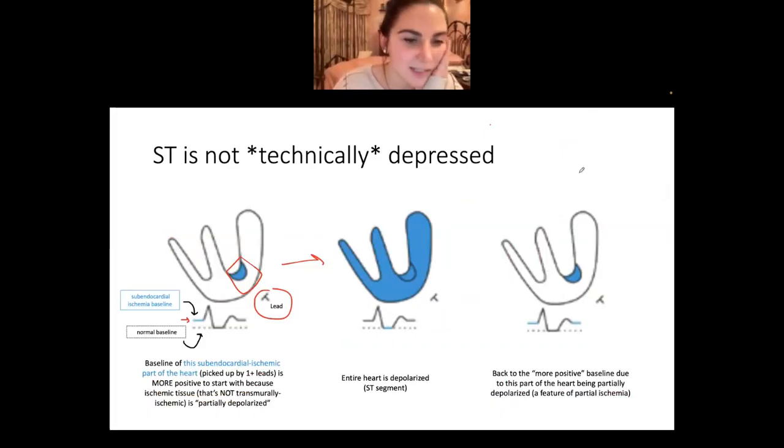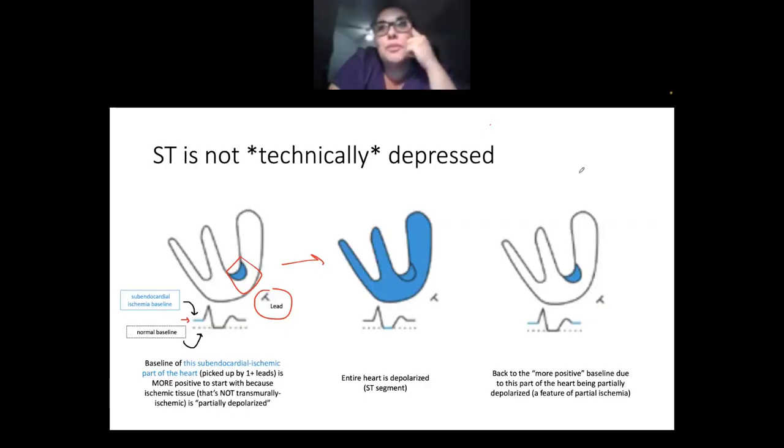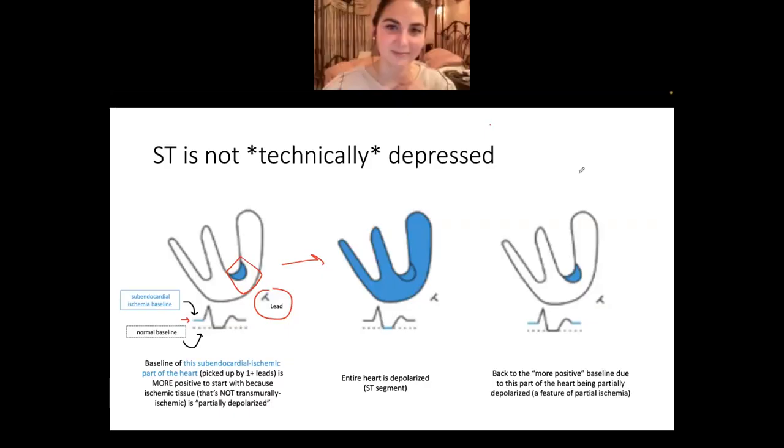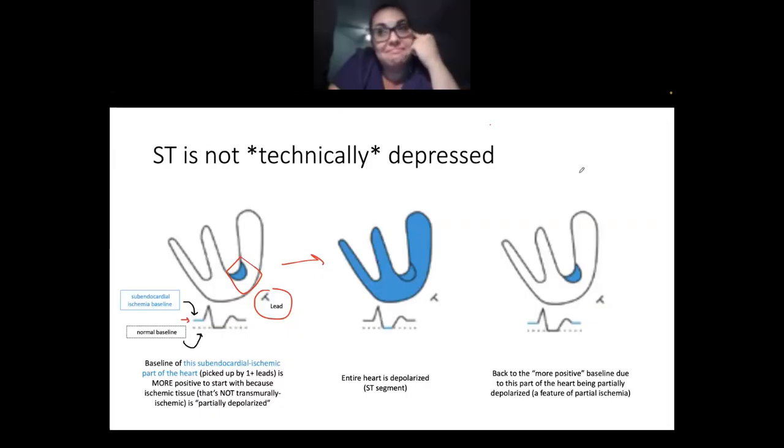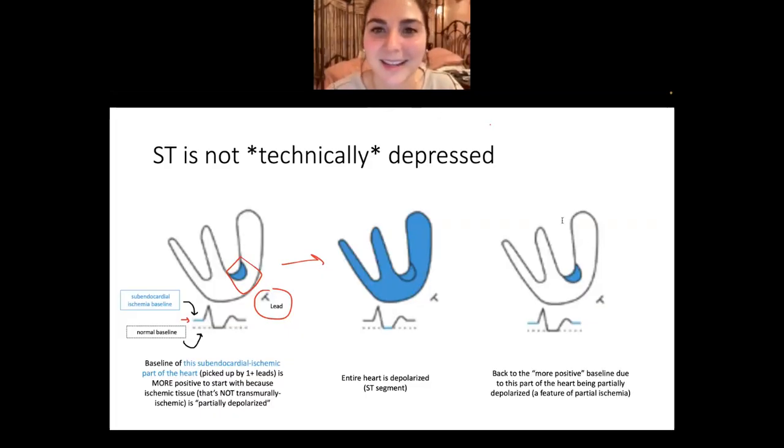That makes sense? Are your minds blown like mine was? You don't think about it in those terms, but when you break it down that way, it's like, wow, that's pretty cool. Medicine makes sense sometimes. Yeah, the ischemia concept is confusing though. It is, because it's like, what do you mean? How can cells be different in one type of ischemia versus another? But you have to think of it as, on an EKG, it's all the cells in that area. It's not just the ischemic cells.